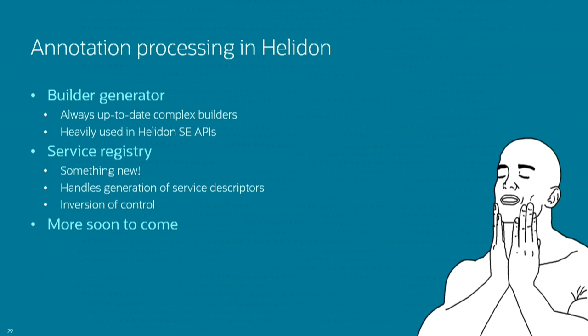As mentioned, it is used heavily in the Helidon SE API. So if you are using Helidon 4, for example, which is the latest version, and Helidon SE, I mean, obviously, you would be using these automatically generated APIs as well. We added something new, or are currently adding, because we are still fixing some bugs and shaping up the API. We call it Service Registry. It handles the generation of service descriptors. It's, let's say, an enhanced service loader, which provides more functionality than the regular Java one does. We are using annotation processors for that as well. And in the future, we might also add build-time injection, but we'll see how it goes.